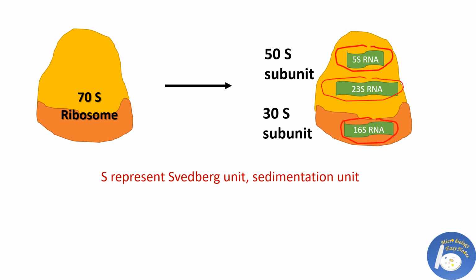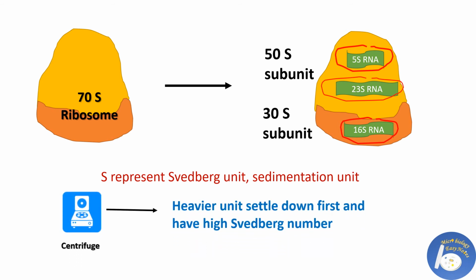The S in 70S stands for Svedberg unit. This is the unit of sedimentation coefficient, a measure of sedimentation velocity in a centrifuge. Sedimentation means settling at the bottom. The faster a particle sediments at the bottom, the higher its Svedberg value or sedimentation coefficient becomes. Or we can say heavier and more compact particles settle down faster and have a larger Svedberg number.